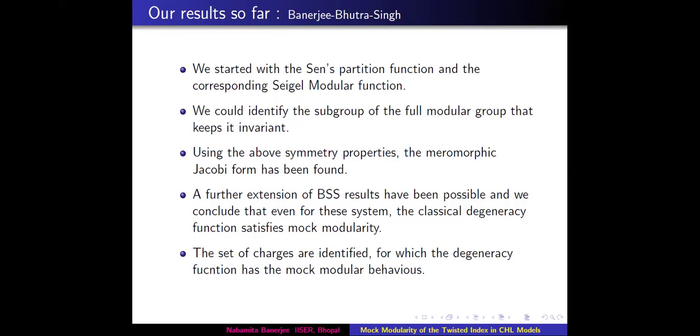Let me answer his question. I'm just asking, the points at which the mock modularity fails, is it a set of measure zero? I don't think there's any statement like that. So it could be an infinite number of points. And then any countable infinite number of points are the same as any other countable infinite.